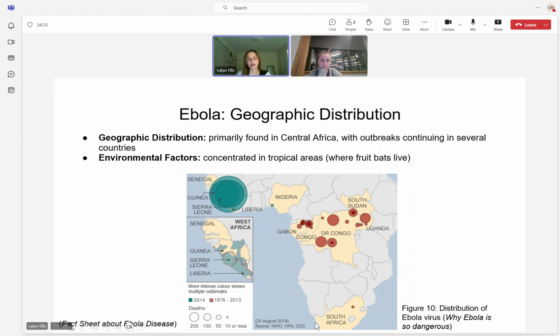So right here, I have a photo showing the different countries that have been affected by outbreaks, continuing through these countries in this region of Central Africa. And the concentrated areas that have the little red dots are where the fruit bats live and where these areas have been infected.